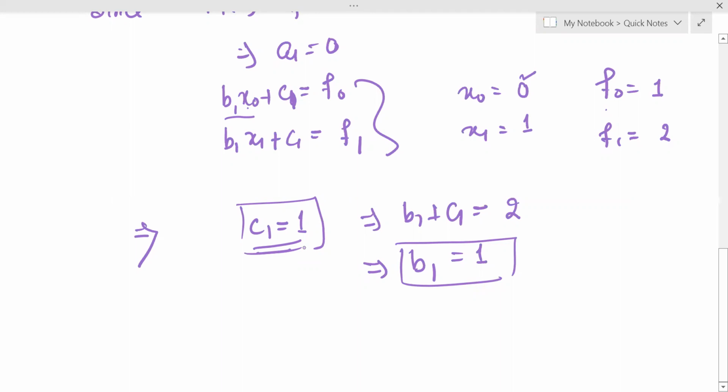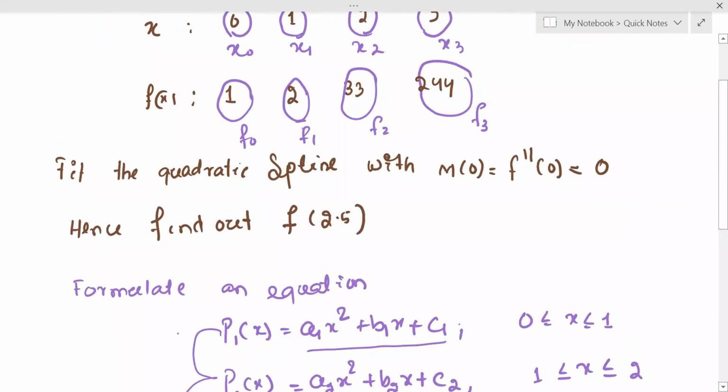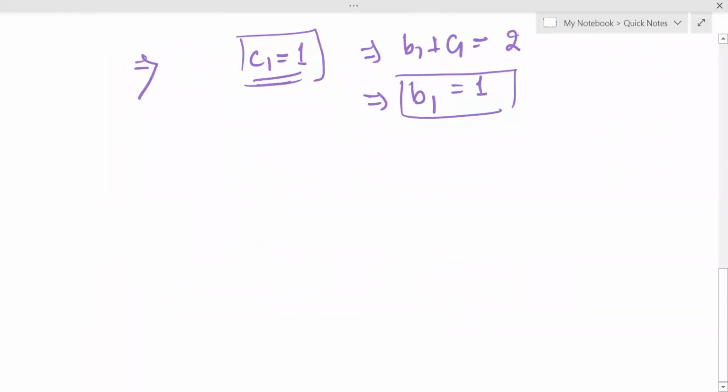Again, you come to the quadratic form. This is F0 and F1 we have to consider. The first interval we have to choose. Again, quadratic equation, that is, the quadratic interval is this, the 1 to 2 interval. This is quadratic. So you can see here a2 x1 square plus b2 x1 plus c2, which is equal to f1.